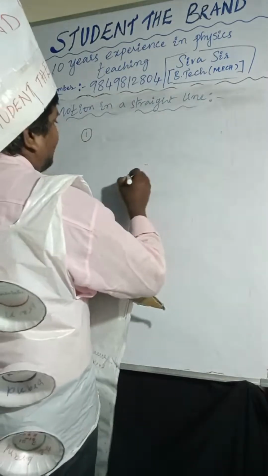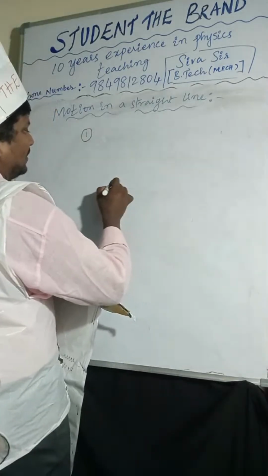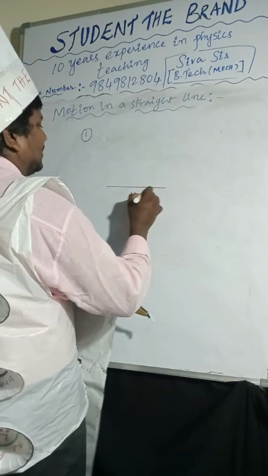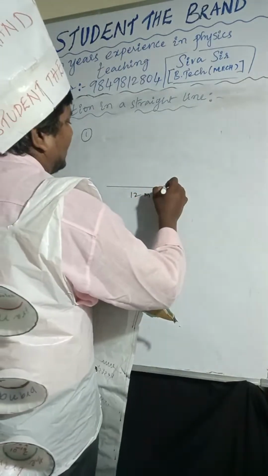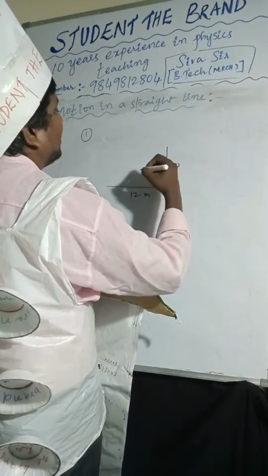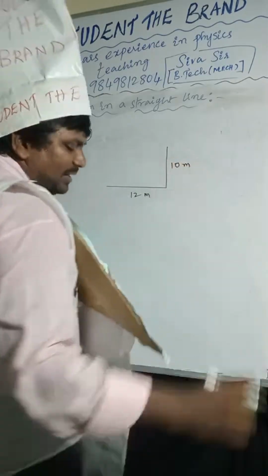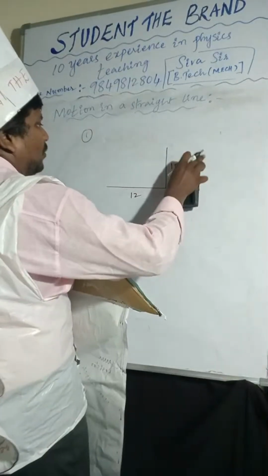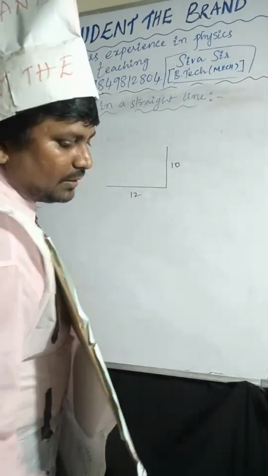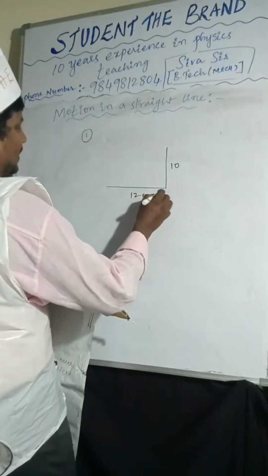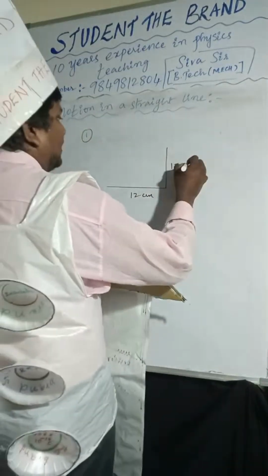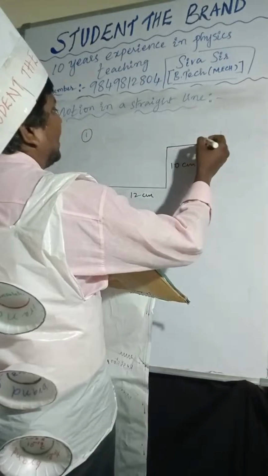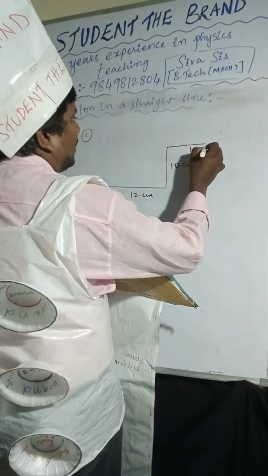Here the object is traveling on a straight line. It went north 10 centimeters. Let's go with centimeters. So 10 centimeters on the linear position in the north direction. Again, it went to the east, 12 centimeters.